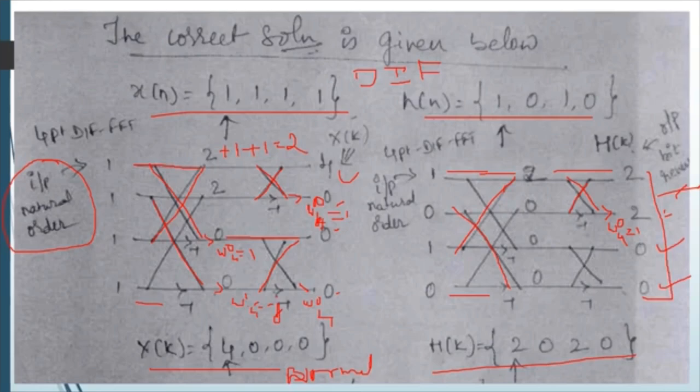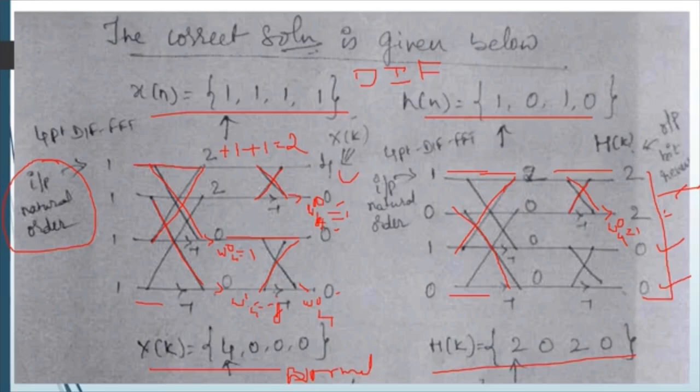Here 1 plus 1 is equal to 2. How do we get this? This 1 is traveling here, so 1 plus 1 is equal to 2. Similarly, for the other point, 1 plus 1 is equal to 2. Similarly, here it is 1 minus 1. This twiddle factor is given by omega 4 power 0. Why omega 4 power 0? Omega 4 power 0 is equal to 1.